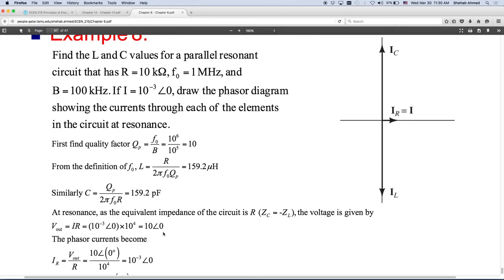This output voltage is passing through a resistance. So what is the corresponding current? At resonance, this current is equal to the output voltage, which is 10 angle 0, divided by the resistance. This output voltage is also placed in parallel with the inductor and capacitor, right? And the inductor and capacitor are still there in the circuit. They just have currents that are opposite in direction from each other, right? So if the currents are opposite in direction, one will be pushing current into the other, basically.